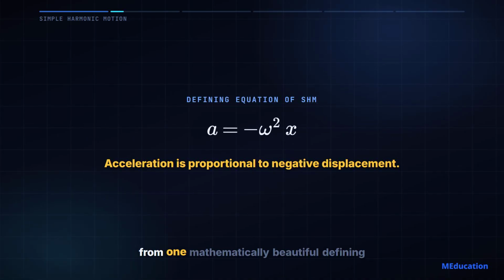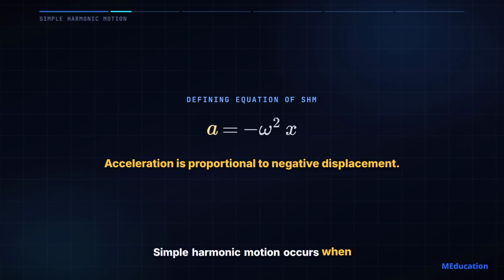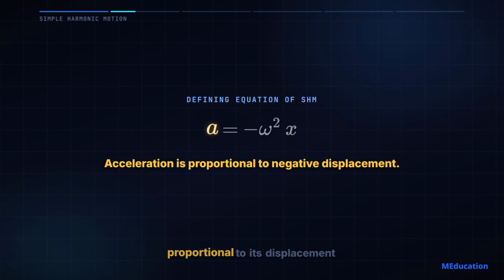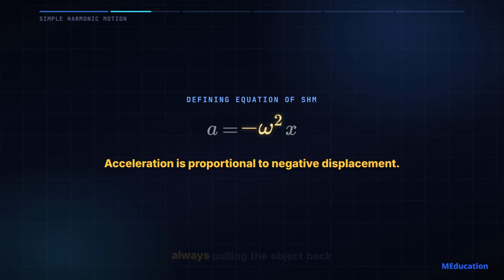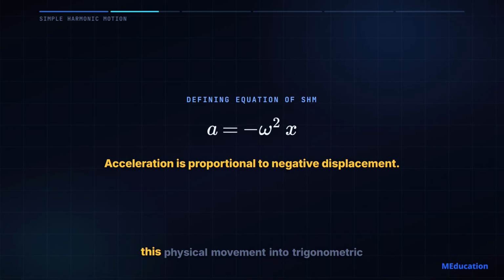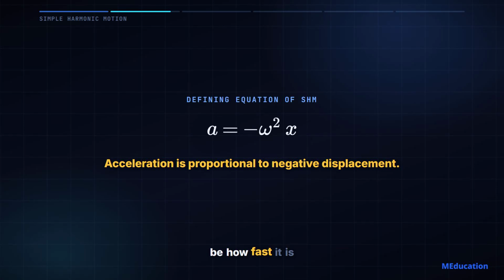Everything in this unit stems from one mathematically beautiful defining equation. Simple harmonic motion occurs when an object's acceleration is directly proportional to its displacement, but in the opposite direction. That minus sign is absolutely crucial. It represents the restoring nature of the force, always pulling the object back towards equilibrium. You will learn to translate this physical movement into trigonometric functions, allowing you to predict exactly where an oscillator will be, how fast it is moving, and its acceleration at any given moment in time.